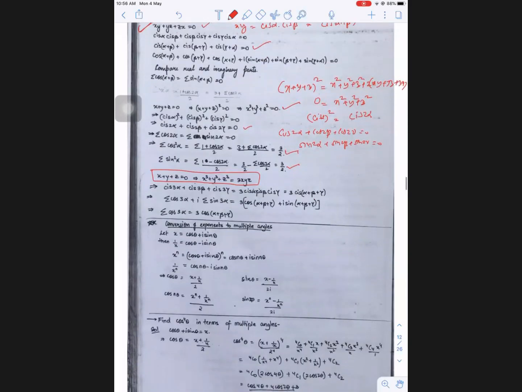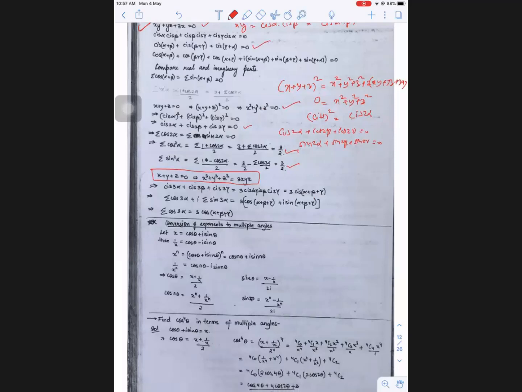If x plus y plus z equals 0, then x cube plus y cube plus z cube equals 3xyz. By using this, x cube means what? Cis alpha whole cube, which is exactly the same as cis 3 alpha. So we get cis 3 alpha plus cis 3 beta plus cis 3 gamma equals 3 times cis alpha into cis beta into cis gamma, which is equal to 3 times cis (alpha plus beta plus gamma).